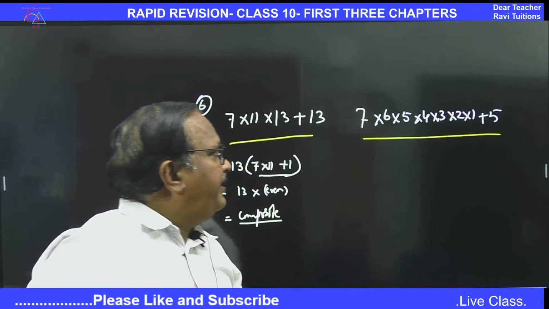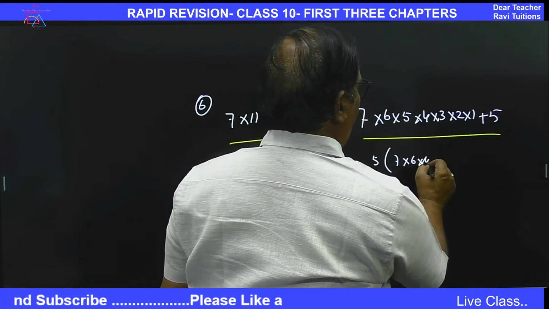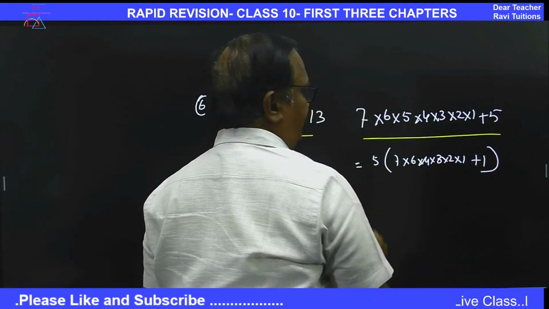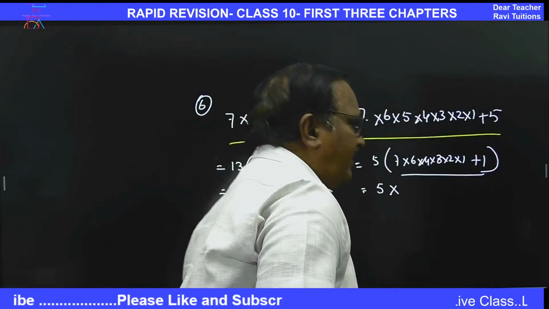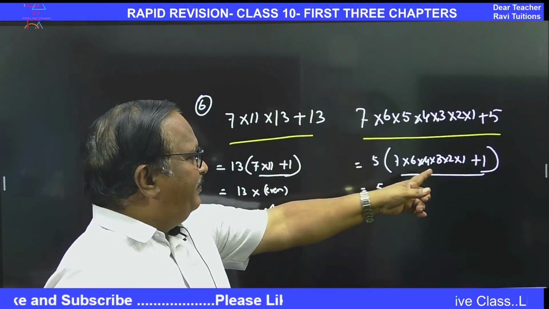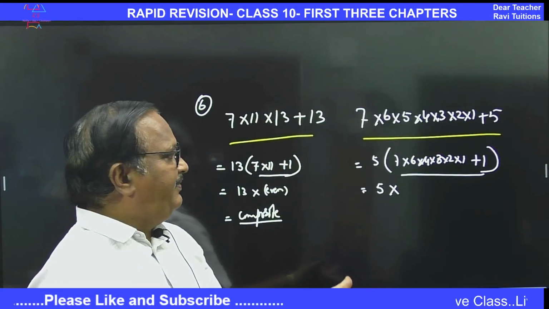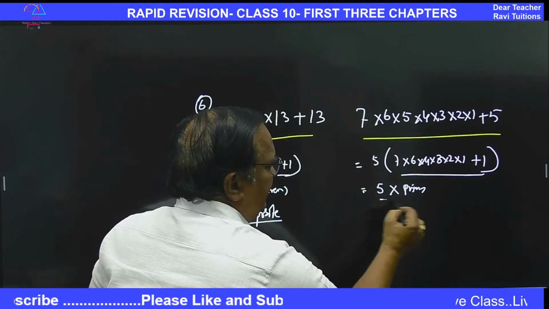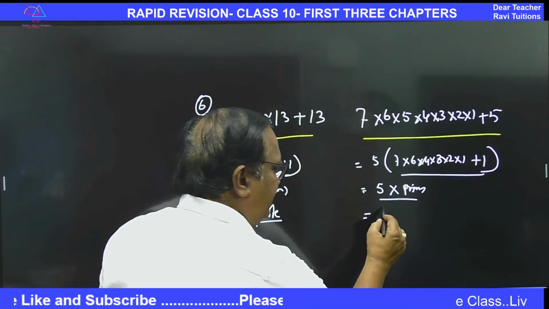So here also the same way. Take 5 common: 5 into 7 into 6 into 4 into 3 into 2 into 1 plus 1. Okay. So here, 5 is one factor. Is this entire thing an even number or a prime number? Some number. Okay. Because 6 and 4 are even numbers. The product of even and any number is always even. Even plus 1 is odd, so you can write it is some number. So that means 2 factors are there. Other than 1, there is one more factor. Therefore, it is a composite number.